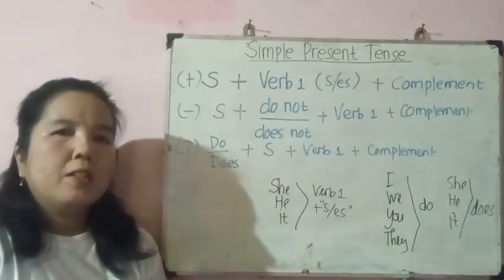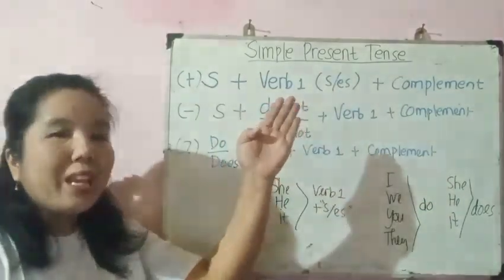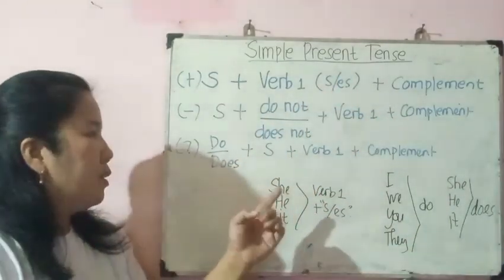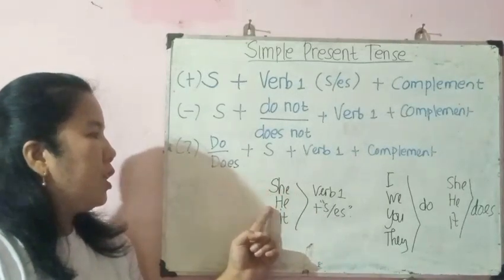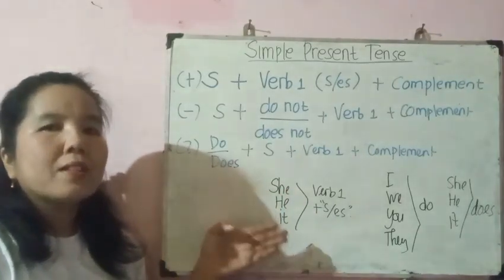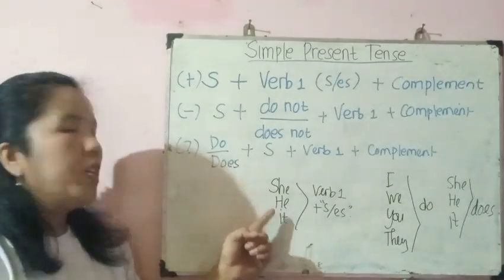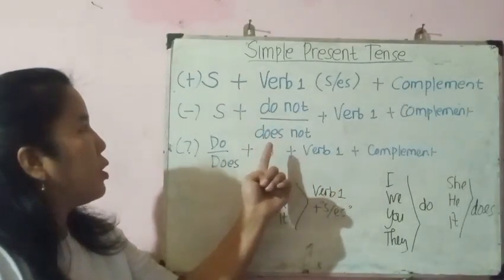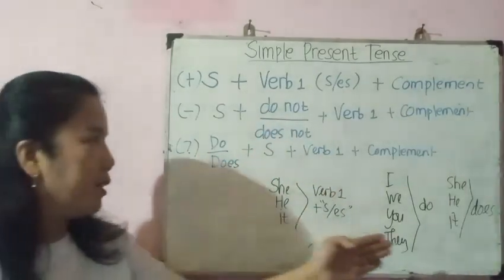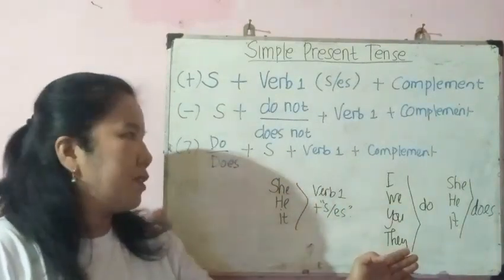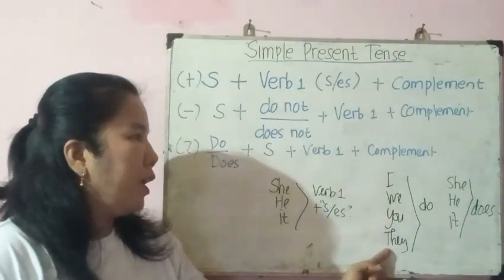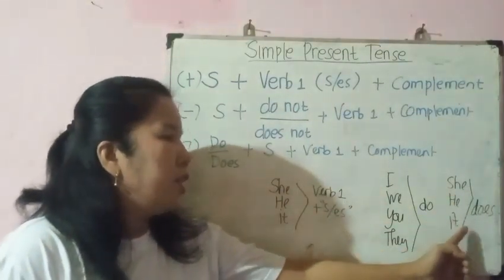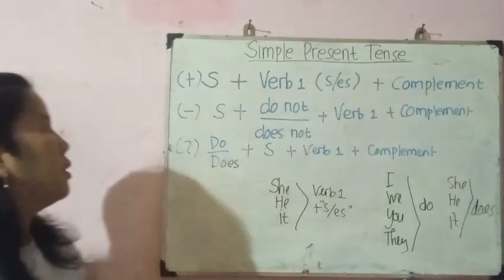Okay, for the verb 1, we add s or es when the subject is she, he, or it. Only when the subject is she, he, it. And we use do not or does not, do and does. Look at the board. When the subject is I, we, you, they, we use do. For the subject she, he, it, we use does.